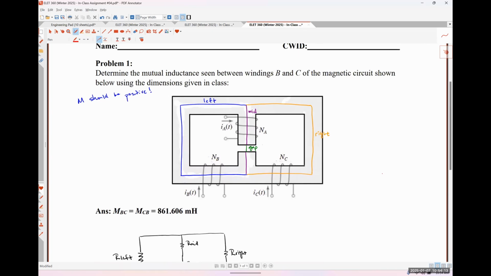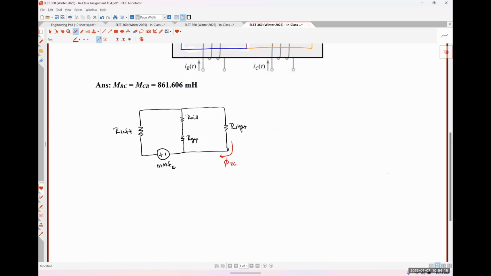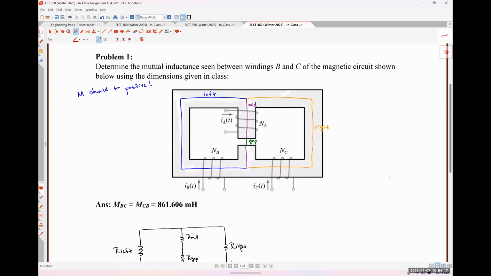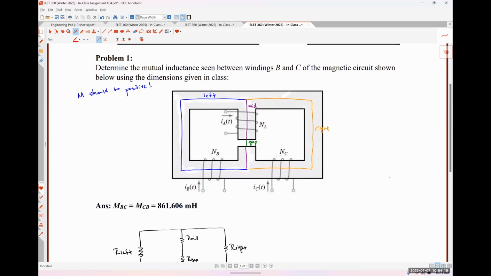We were told to use the dimensions given in class. I really wish I had my notes in front of me so I could see which dimensions correspond to what things. So I'm just going to write some things down here that I have. Okay, so first, let me do this in black.